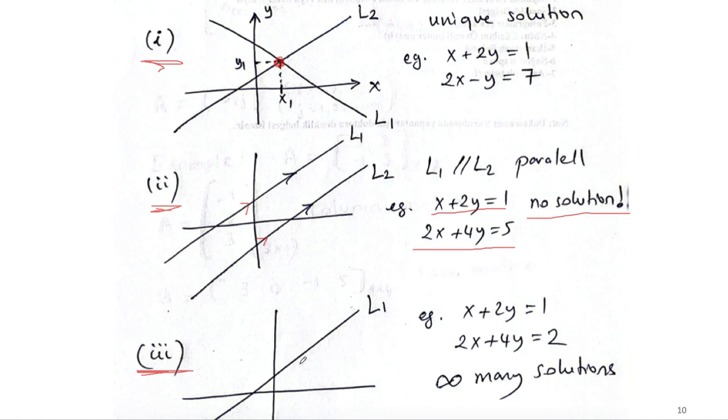And as you see here, the intersection is infinitely many because all the points are actually in the intersection. So there are infinitely many solutions in this case, in the third case. In the second case, there is no solution because there is no intersection.